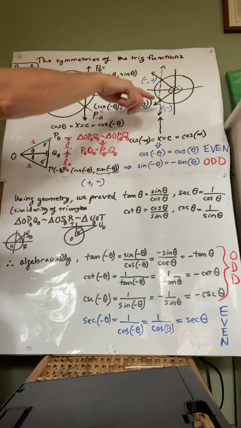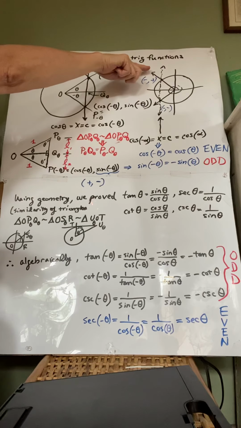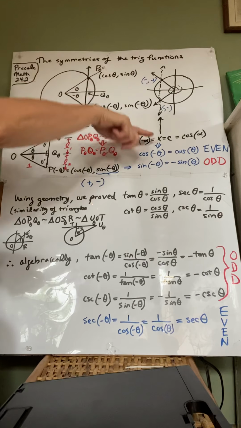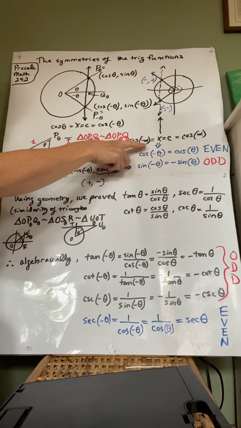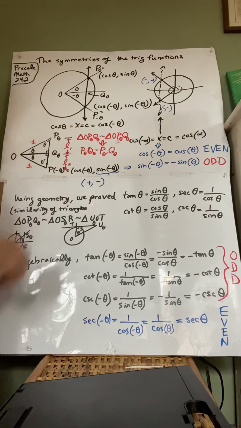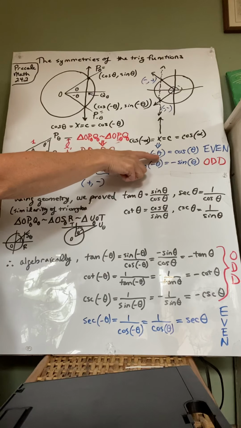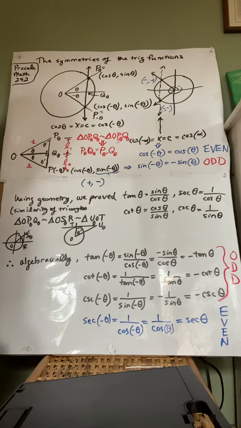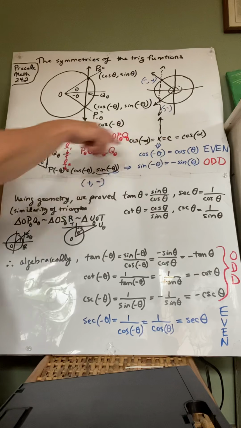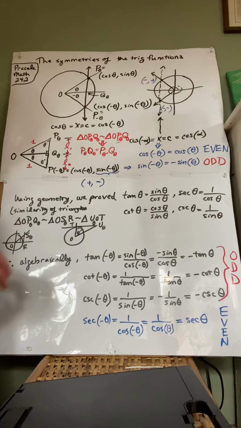So regardless of whether this is alpha and that's the opposite of alpha, or the terminating points, the cosine of alpha is going to be equal to the cosine of the opposite of alpha. So in any case, the cosine of the opposite of an angle equals the cosine of the angle, and therefore the cosine is what we call an even function. That's the algebraic definition of an even function. You could think of y equal to f of x equal to x squared as another example of an even function: f of the opposite of x is equal to f of x.